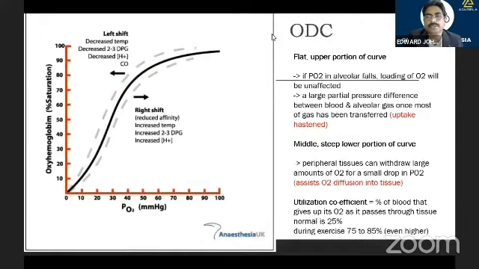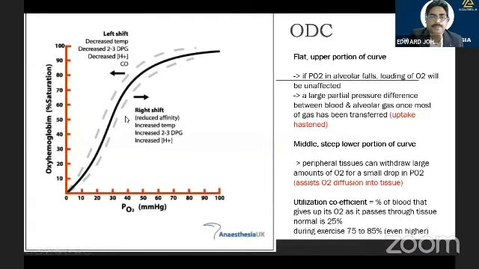So this is the ODC. What is the peculiarity of the ODC? The upper top is flat, so it favors the uptake, and the slope favors the release. So this is the advantage of the ODC curve. If PO2 of the alveoli falls, the loading of the oxygen is unaffected. So the PO2 falls from 100 to 80, 70, but the uptake is not affected in the alveoli. It helps hasten the uptake of the oxygen in the alveoli.